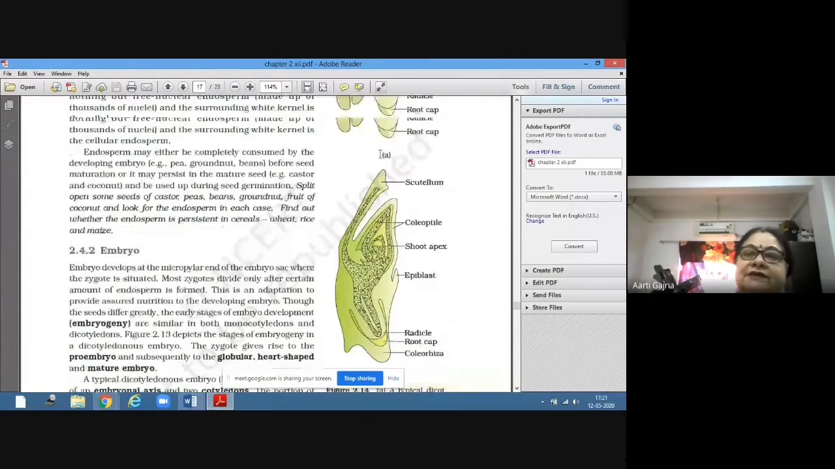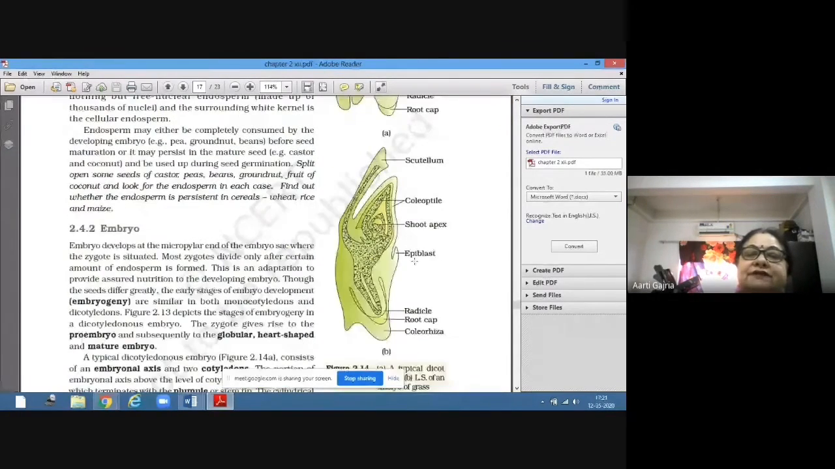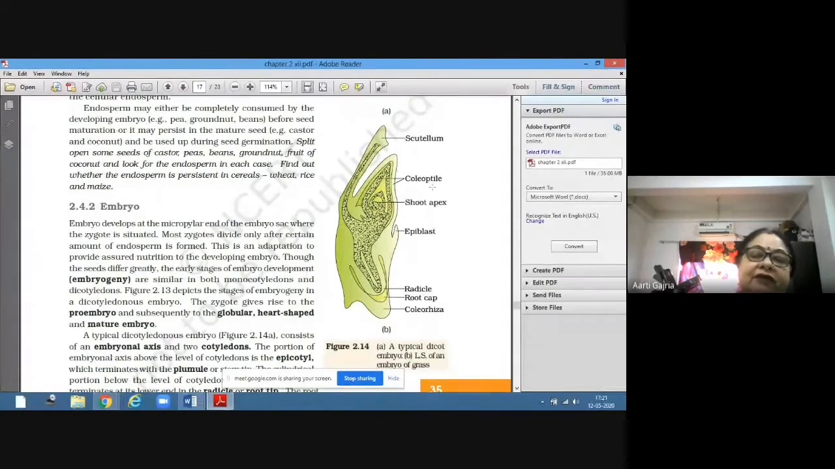Just see this. This was the dicot embryo. In dicot embryo, we have epicotyle and hypocotyle. Epicotyle is having the plumule and hypocotyle is having the radicle and root cap. In case of monocots, the coleoptile is having the shoot apex and the leaf primordia, whereas coleorhiza is having the radicle and the root cap. Here the terminology is different.